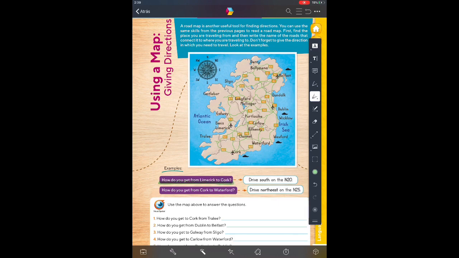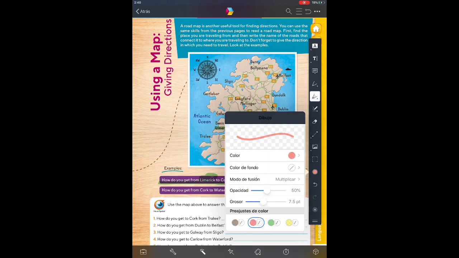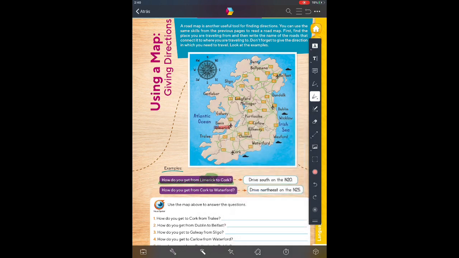So first, we need to find Limerick. So let's find it first. And it's here, Limerick. I'm going to choose another color. Okay, so Limerick, it's there, okay? So we want to get from Limerick to Cork, and then we need to find Cork here. Okay, so we need to get from Limerick to Cork.